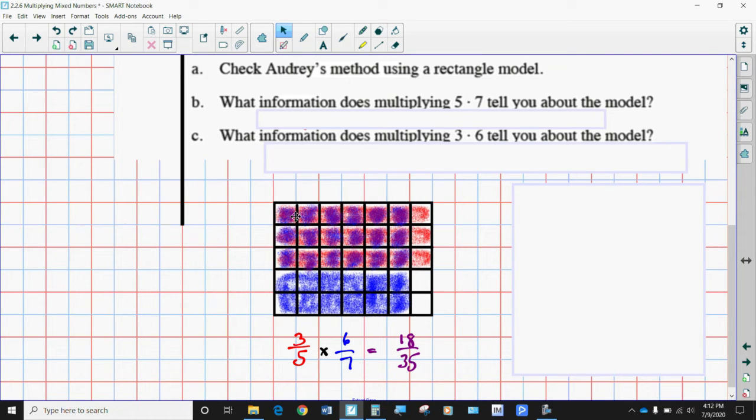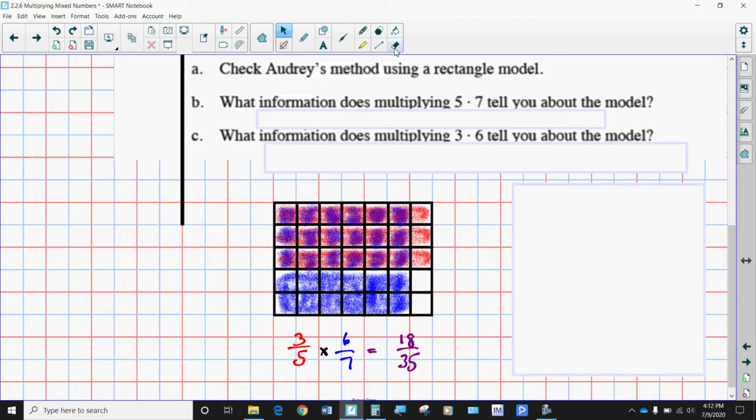Okay, so I've drawn the rectangle where, what do we need? 5 equal parts going in this direction, right? 1, 2, 3, 4, 5, and 7 equal parts going in this direction to make a total of 35 squares. Okay, so this whole is now 35 out of 35 instead of just one. Okay, so 3/5 have been shaded in and 6/7 have been shaded in.